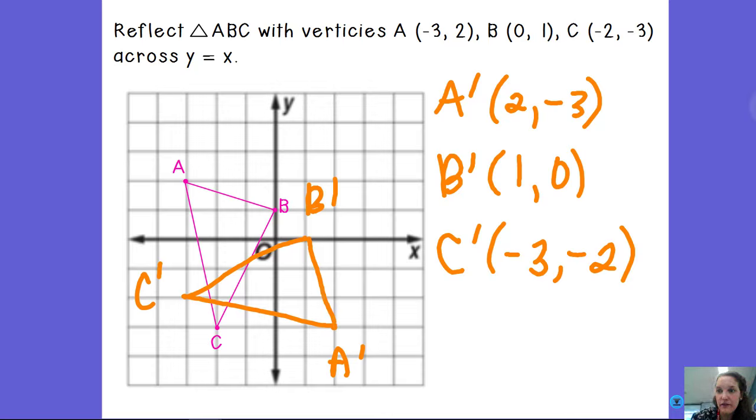And if you want to graph that line, y equals x, it looks like this. It goes through the origin, has a slope of 1. So it looks like that triangle just hopped across that blue line.